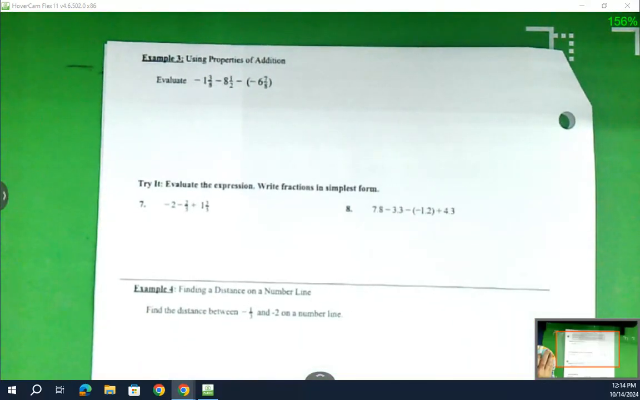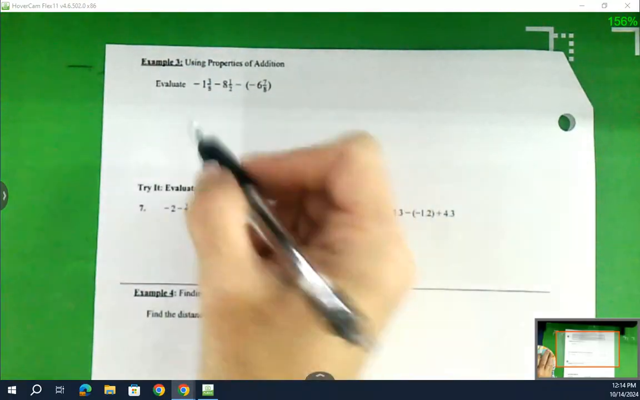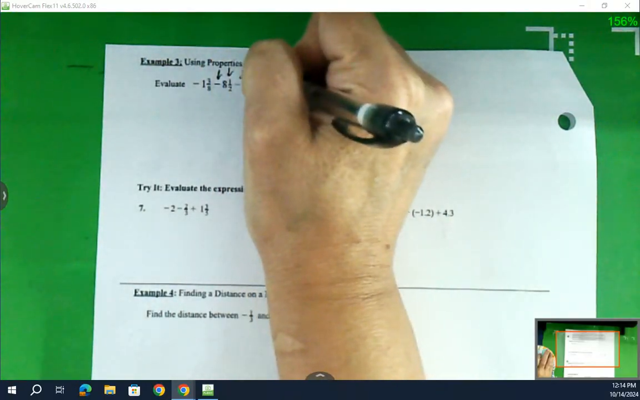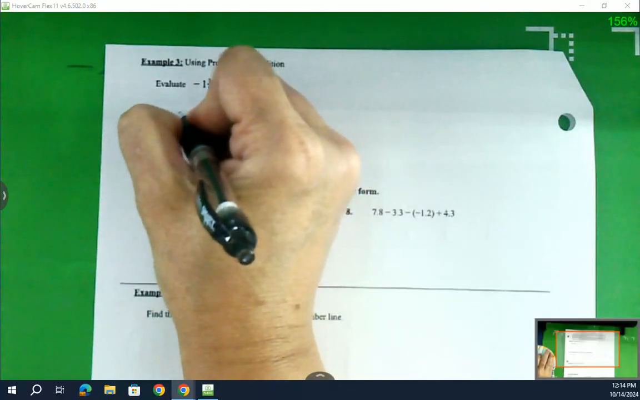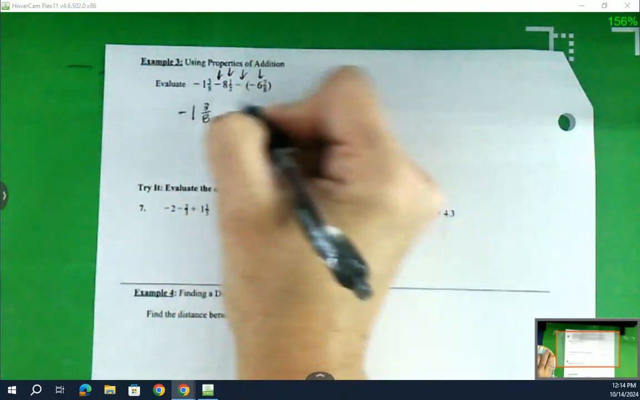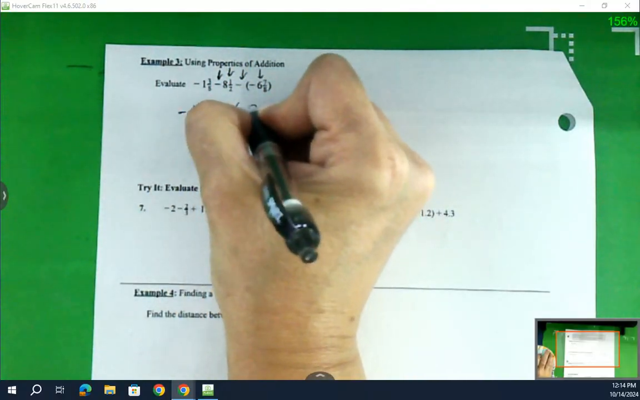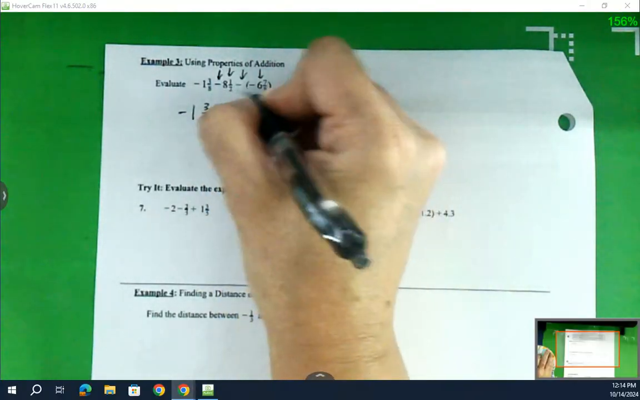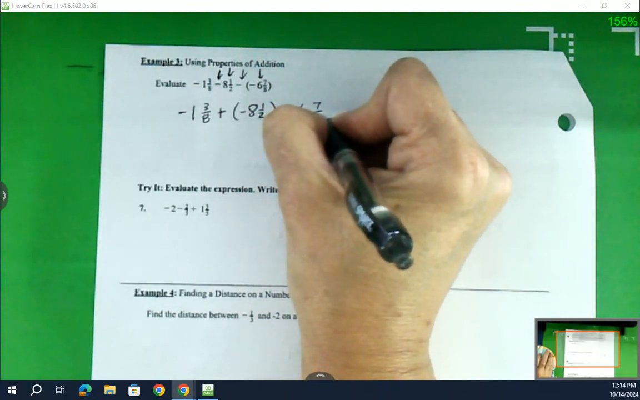So on page 2, we are using properties of addition. We could use the associative property to group numbers depending on whether we want to combine all of our positives together and all of our negatives together first. So we have 3 fractions here. So we're going to add the opposite everywhere we see a subtraction problem. So we're going to keep our negative 1 3/8. This right here becomes plus negative 8.5. And then this minusing a negative becomes plusing a positive 6 7/8.